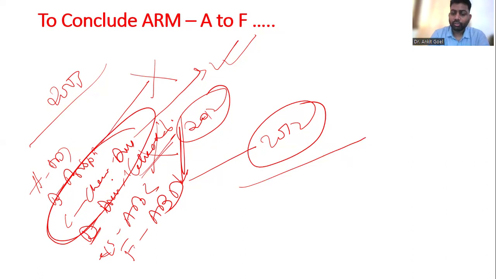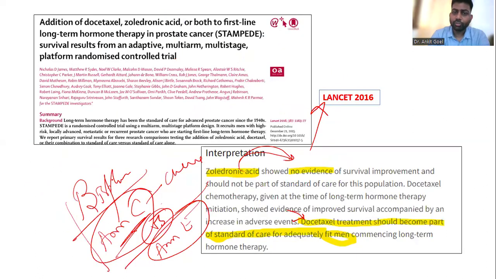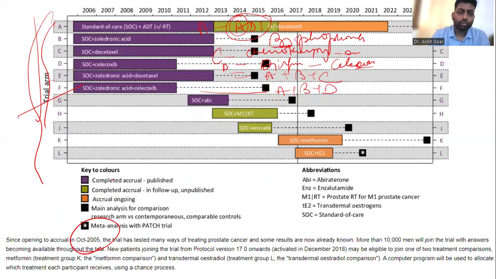Now, while we are discussing all this, there were other arms which were started around 2012 and 2011, and these we have to understand. Arm G started and it included abiraterone. Arm H included radiotherapy. There is no arm I in Stampede. Arm J included abiraterone plus enzalutamide. You can remember it as JAZ, that is abiraterone plus enzalutamide, in arm J.